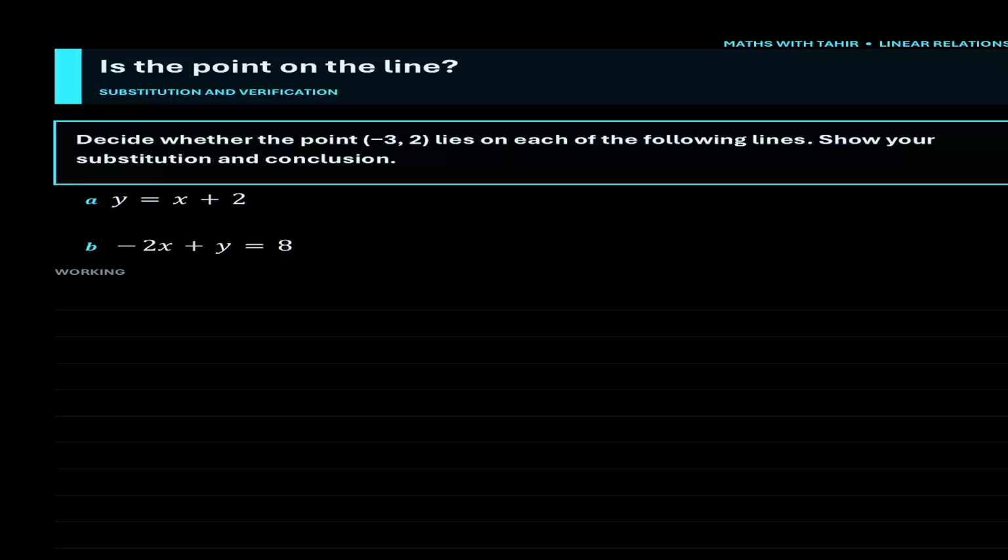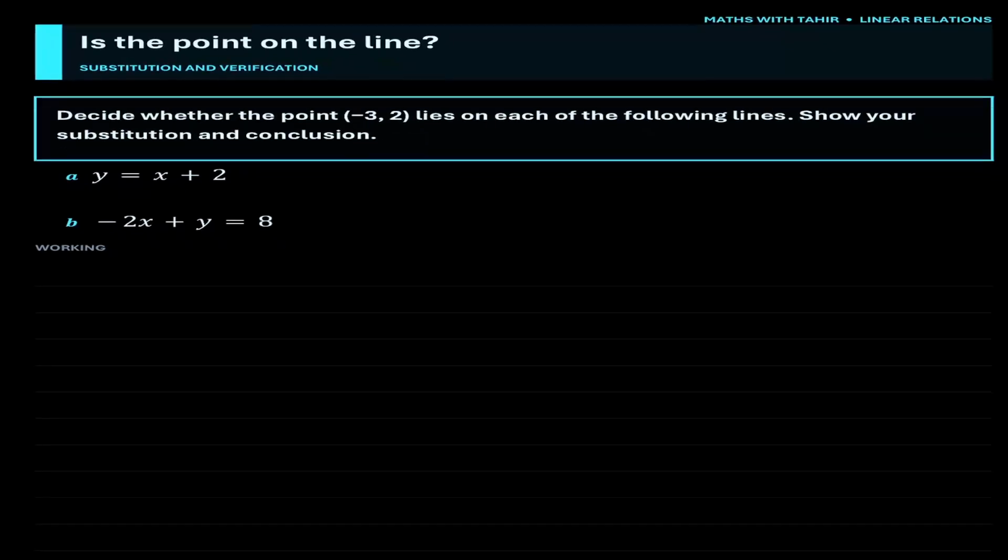Okay, so we're going to go through linear relationships today and I've got a few questions for us to go through. So let's look at this. It also says if the point -3, 2 lies on the following two lines. So we need to show substitution and our conclusion.